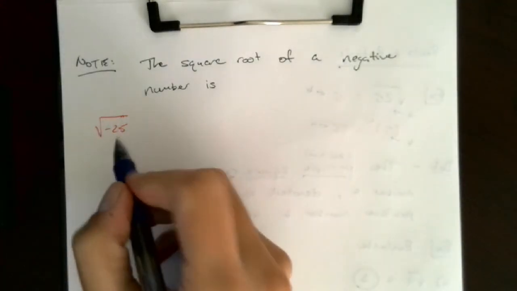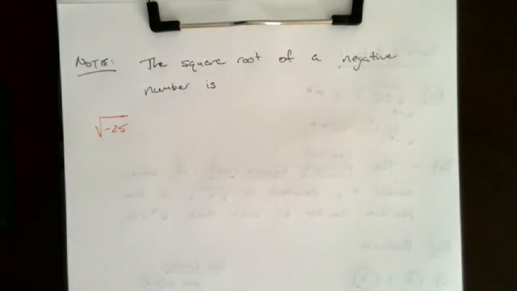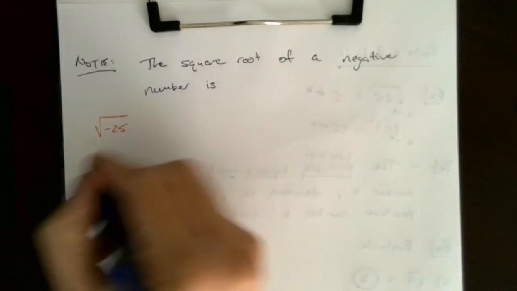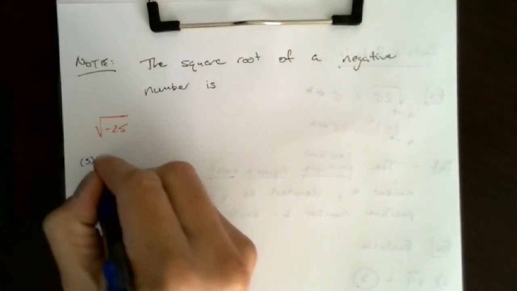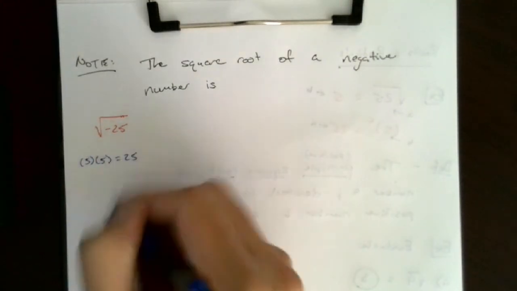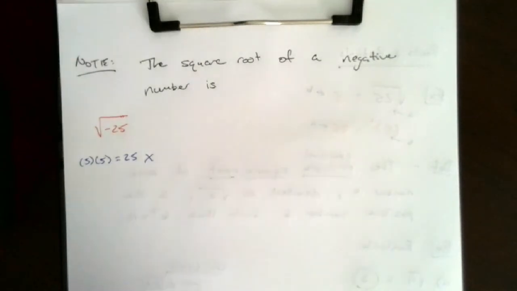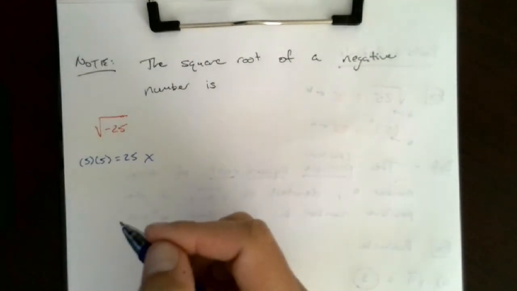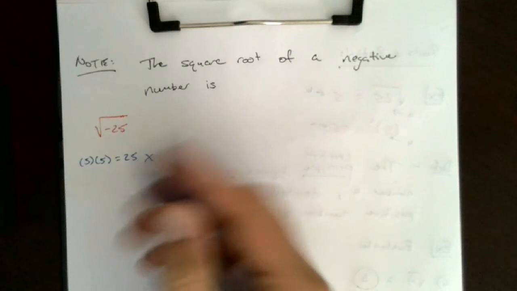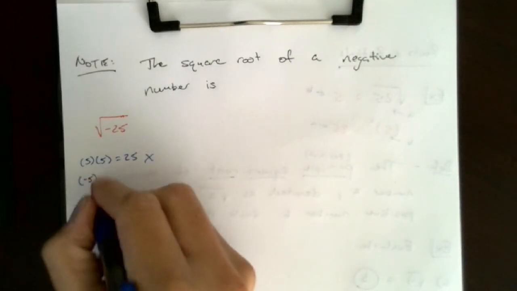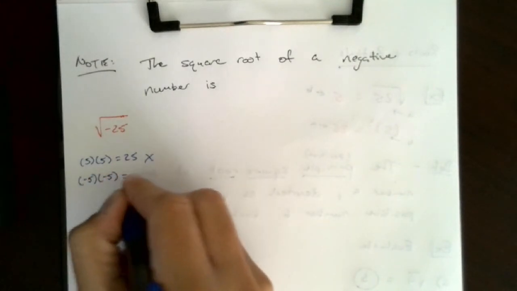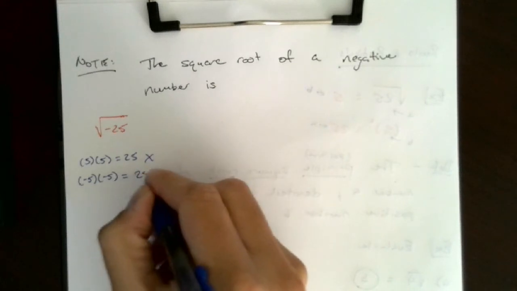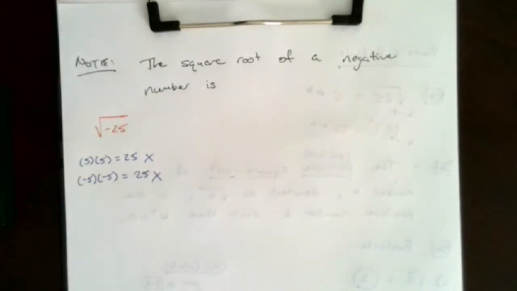Saying what number times itself would give me negative 25. Well, if you thought it was 5, 5 times 5 just equals 25. So we know it's not 5 because we can't get a negative out of that. Maybe you think it's negative 5, right? Because the square root of 25 would be 5, so maybe you think negative 5. But if you put negative 5 times negative 5, a negative times a negative makes a positive 25. So that's not going to work either.